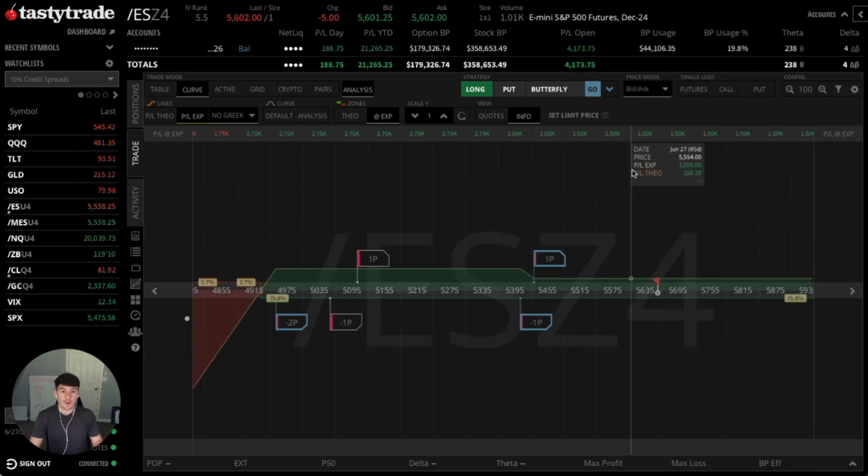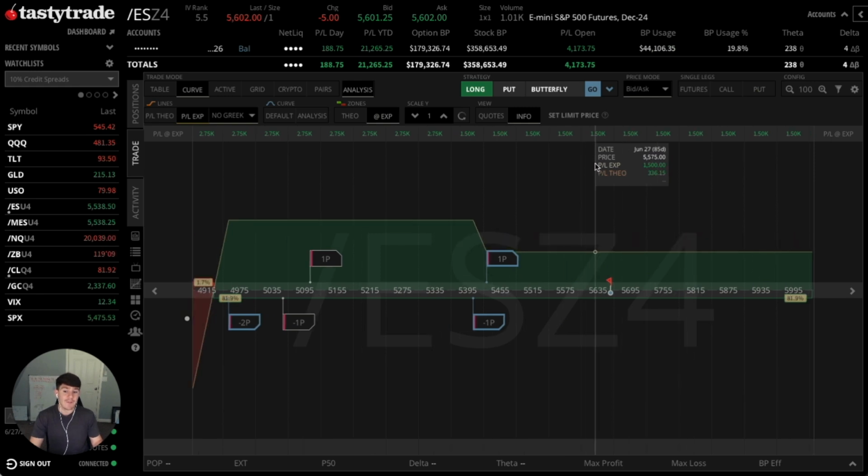Sweet. So this is what a 112 graph looks like if you've never seen it, where if the market stays where it's at or goes higher, I'll make about $1,500. But if the market drops and goes into this bear trap range, I'll make almost $3,000. That's the cool part about a 112 trade.